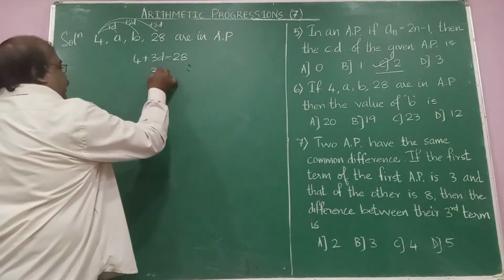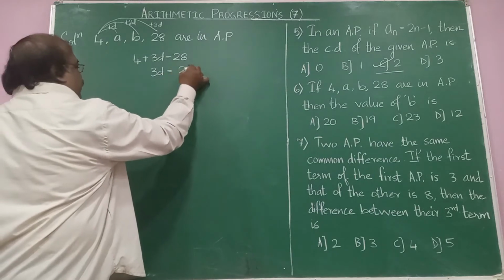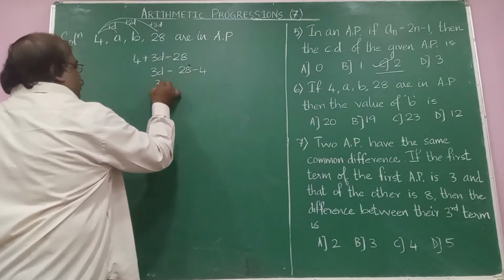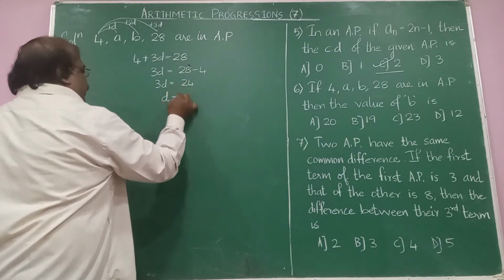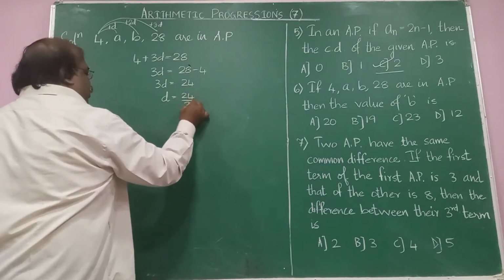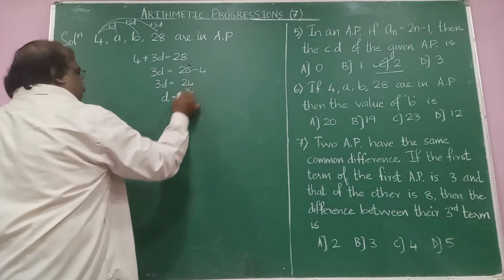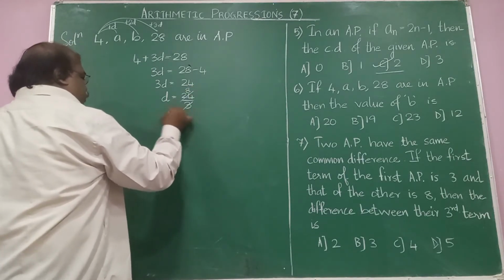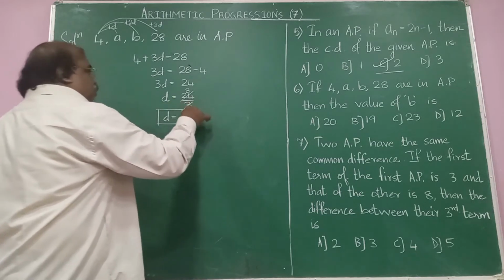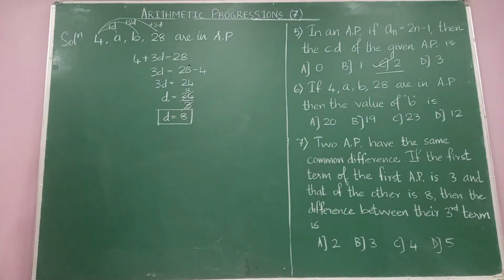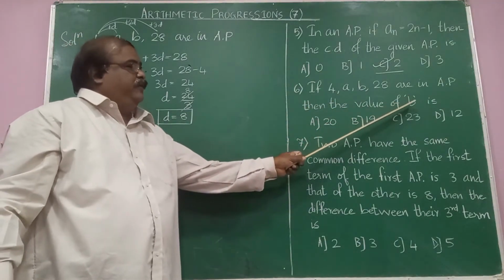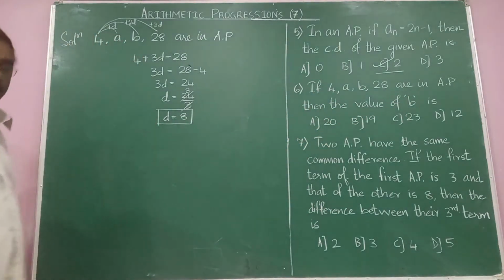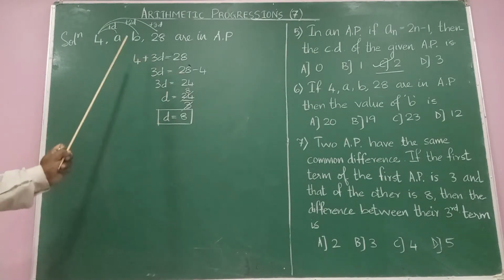So what is 3d? 28 minus 4. So 3d is equal to 24. So d is equal to 24 upon 3. 3 eights are 24. So I have come to the conclusion that the common difference is 8. I have asked you to find out the value of b.